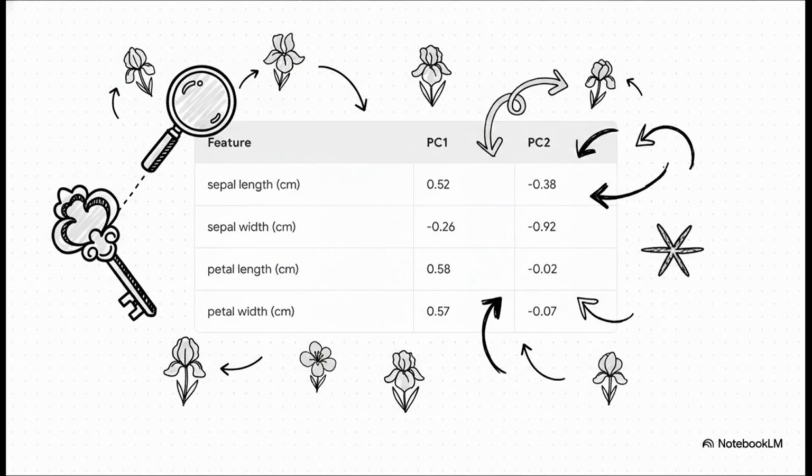We use this table of what are called loadings. This is basically our decoder ring. These numbers show us the recipe for each new component: how much of each original feature went into creating it. The bigger the number, whether it's positive or negative, the more important that original feature is for that new component.